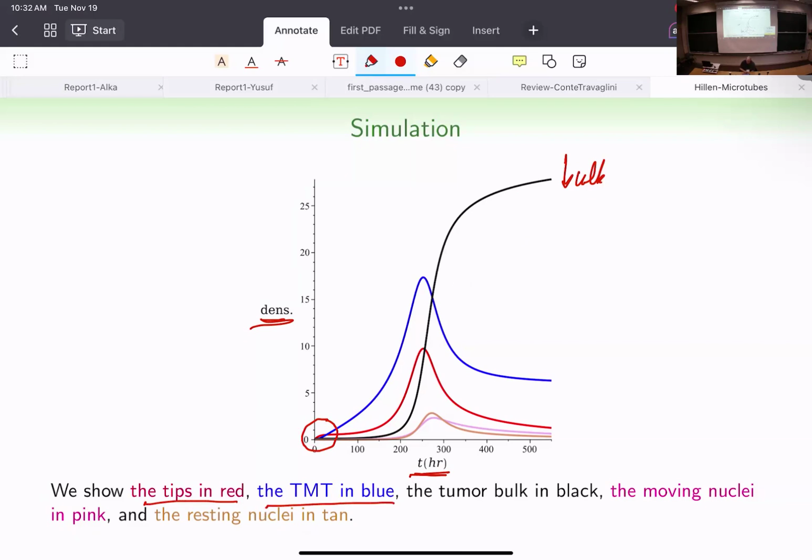So you see the first thing that happens is the tips and the microtubes, and then they lay down essentially the path for the black, which is the tumor bulk. The moving nuclei and the resting nuclei are these ones here at the bottom, and they, of course, participate in this growth to make it happen. But important is that the leading or the key mechanism here is at the front, which is the tips and the microtubes.